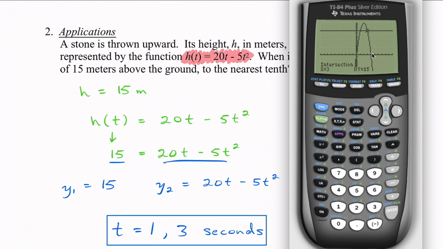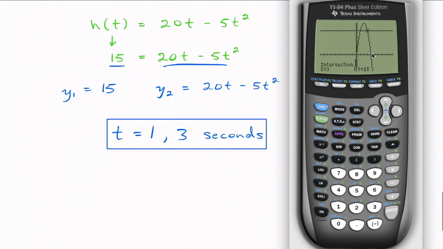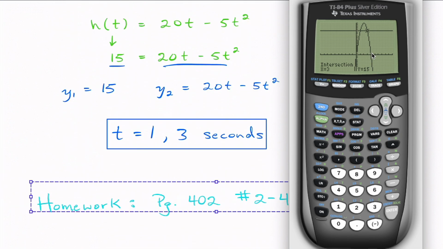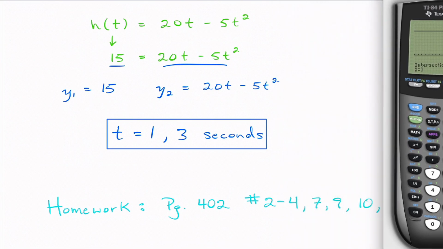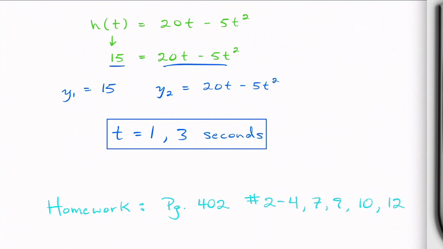Now our textbook questions that we're going to be working on, I'm just going to put them down here at the bottom. So we've got page 402, numbers 2 to 4. I'll move that out of the way. And we also have 7, 9, 10, and 12.